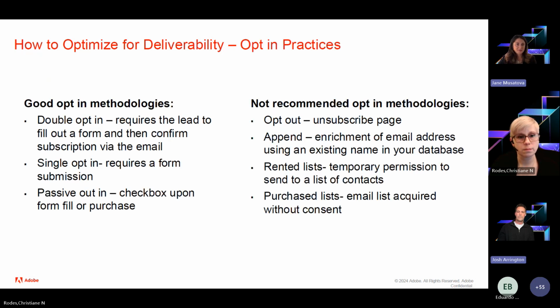Okay, and there's some good and bad opt-in methodologies. I'm pretty sure we're all aware of those, but let's just go over those. Double opt-in is probably the best way to get permission of a lead to be contacted. And that kind of allows you to hit both targets.